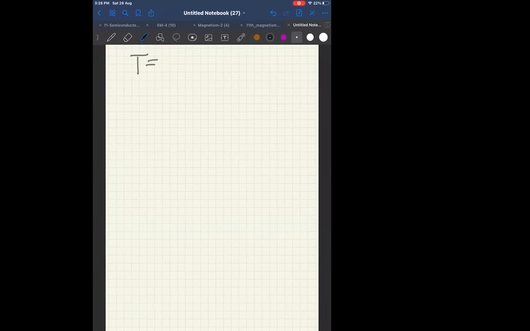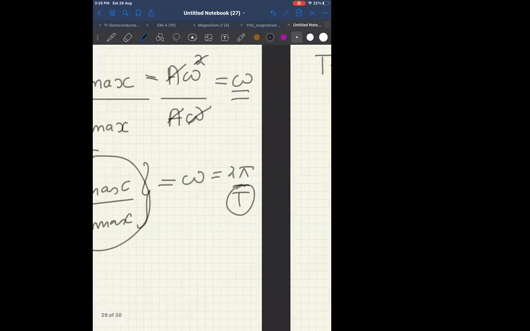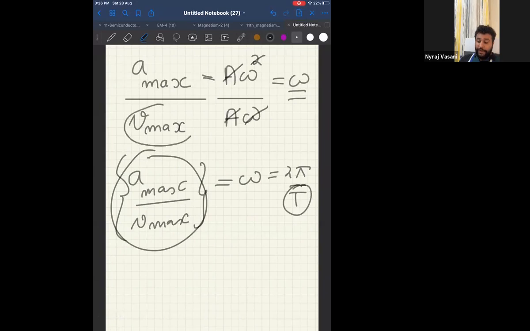Sir, but V max is 0, no? V max is 0. V max. What is maximum velocity?